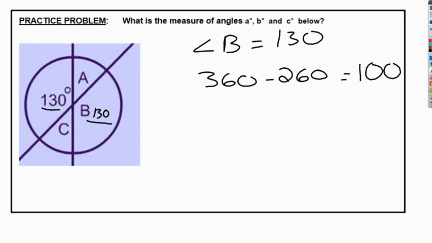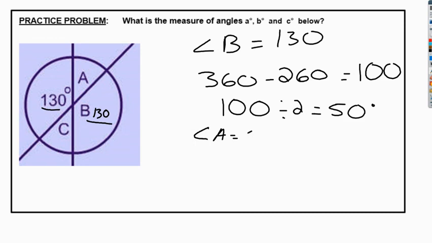So if there's 100 degrees that I need to split up between angle A and angle C, I would just do 100 divided by 2. And I know, okay, that means each angle gets 50 degrees, meaning angle A must be 50 degrees. And I know angle C must also equal 50 degrees. And you know that's correct because if you did 130 plus 130 plus 50 plus 50, you would end up with a total of 360 degrees. And that's how it would work out.